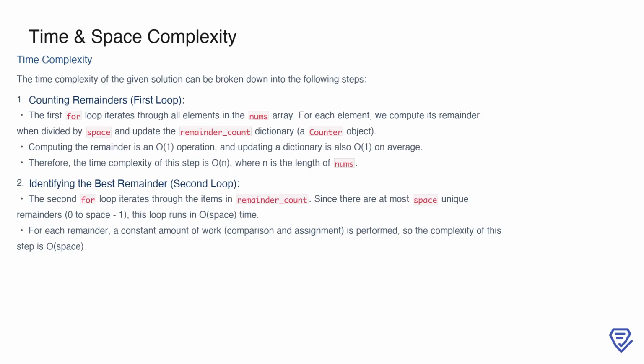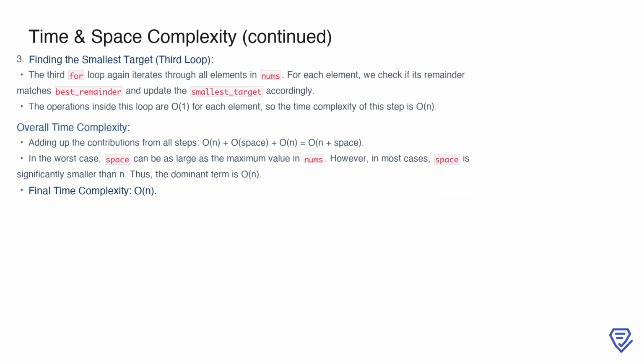Each comparison inside this loop is also a constant time operation. Thus, the complexity of this step is O(space). In the third step, we find the smallest target by iterating through the nums array again. For each number, we check if its remainder matches the best_remainder and update the smallest_target variable as needed. These operations are all O(1) for each element, so this step takes O(n) time overall.